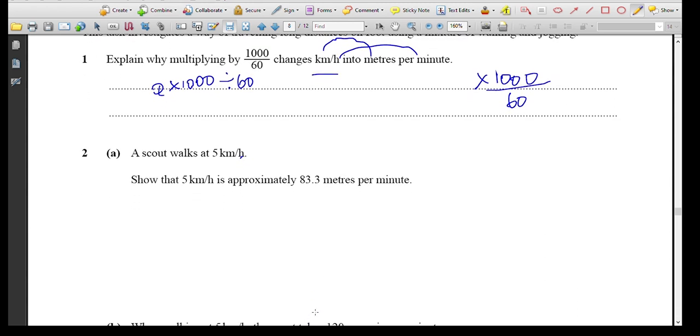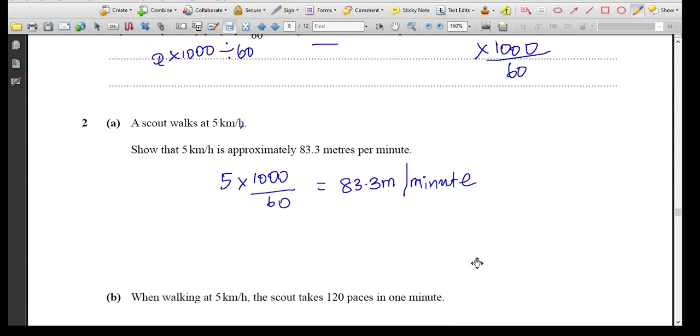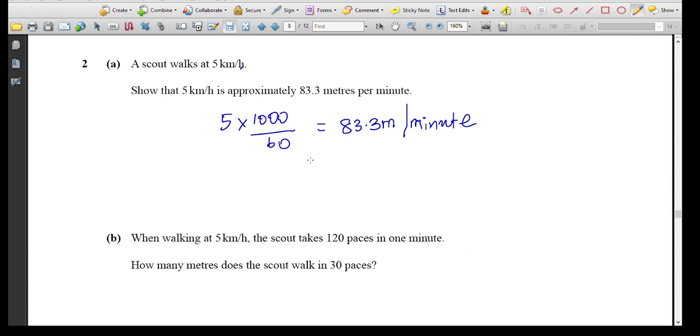Show that 5 km per hour is approximately 83.3 meters per minute. Just now we have done how to convert any speed from kilometer per hour to meter per minute. 5 kilometer per hour, so 5, then what we have to do is multiply by 1000 and divide by 60. Let's use the calculator, and we are getting 83.3 meters per minute. That's it, we have shown. It's just a calculator value, but the clear working of multiply by 1000 divided by 60 is necessary here, and then we got the answer as 83.3.